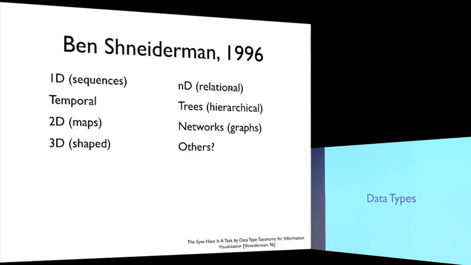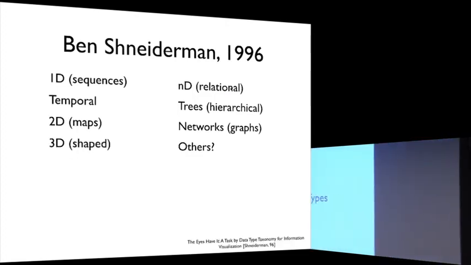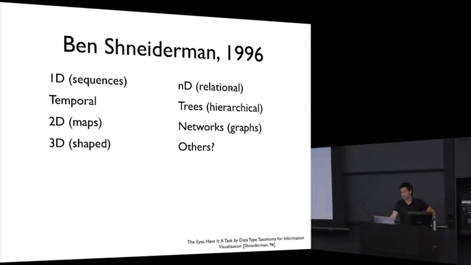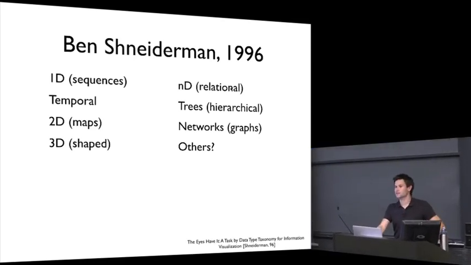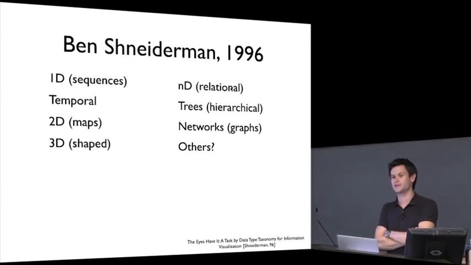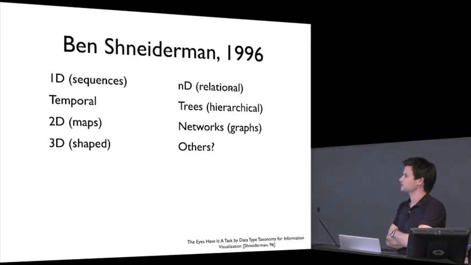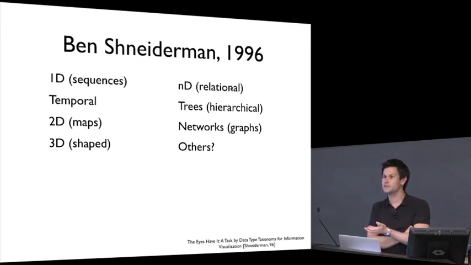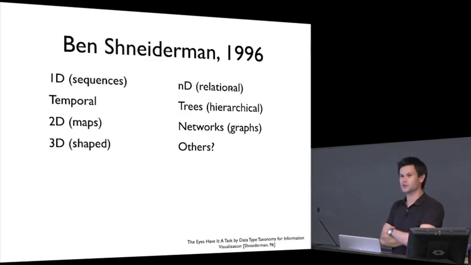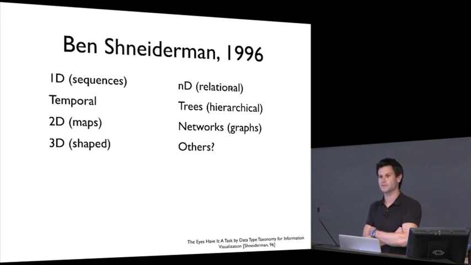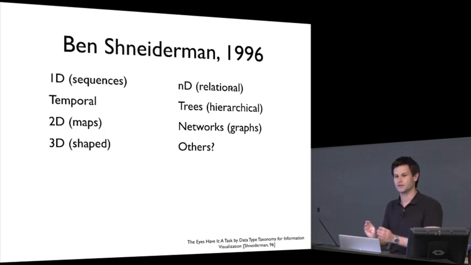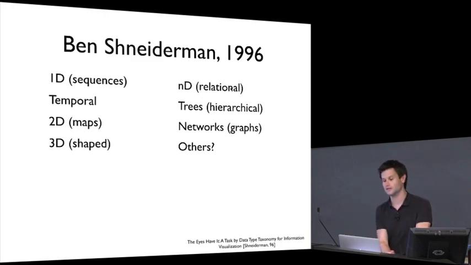OK, let's talk about data types. I briefly mentioned them in this example. In 1996, Ben Shneiderman, who is a pioneer in the field of visualization, came up with this classification. So he said we have 1D data, which would just be a list. And in a list, you can look at the distribution or whatever. Then you could have temporal data. If you have data that changes over time, for instance, you measure the temperature at a certain location, then this is temporal data. Then he said you could have 2D data. That's everything that you can project on a map.